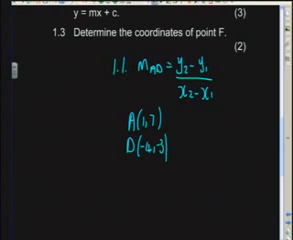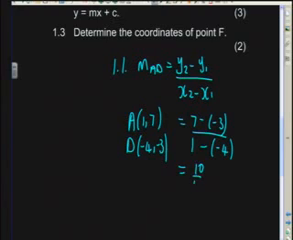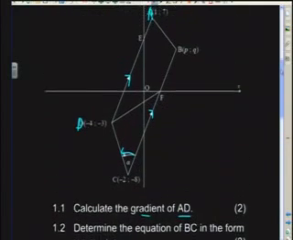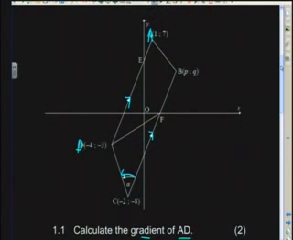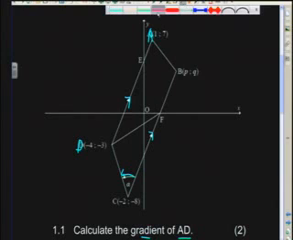So straightforward application of the gradient formula. We're going to say 7 minus -3. So it's y2 minus y1 all over x2 minus x1. So we get 10 over 5, which gives us 2. So therefore, the gradient of AD, right? So we're looking at this line AD.